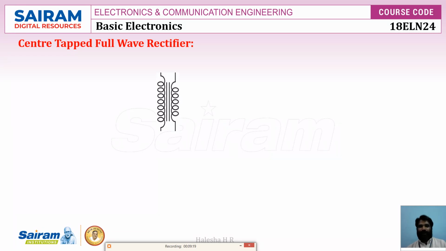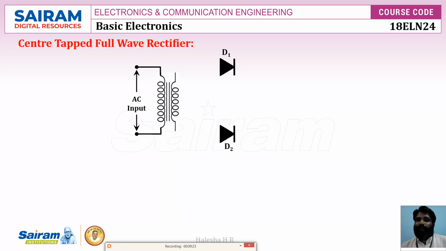Again, input is applied to transformer primary, and we use two diodes, D1 and D2. So to the anode of D1, one end of the secondary is connected, that is, we'll say the terminal A. It can be positive or negative. Positive during the positive cycle, negative during the negative cycle. And another end of the secondary transformer is connected to anode of second diode D2. Again, let's say this terminal is B. It is negative or positive. That means when A is positive, B is negative. When A is negative, B is positive.